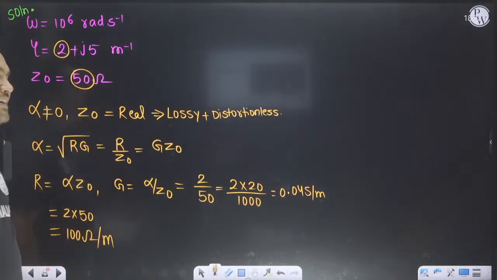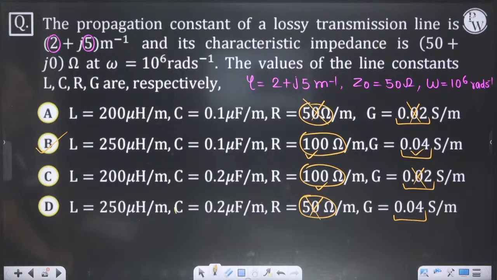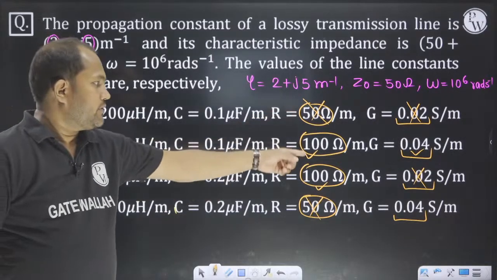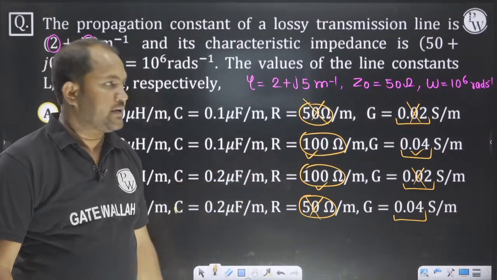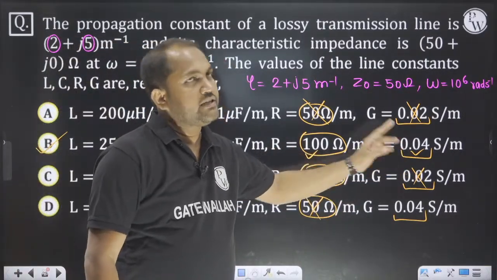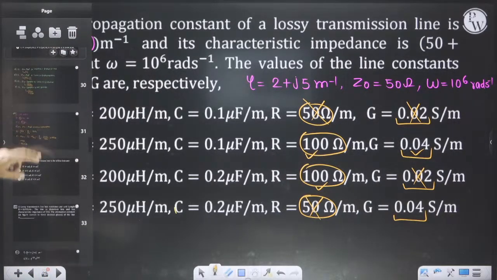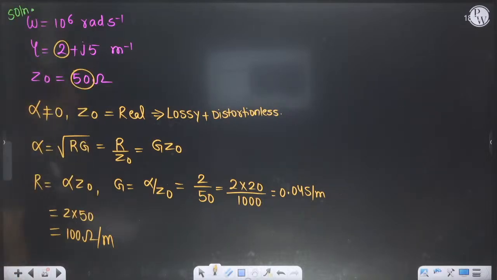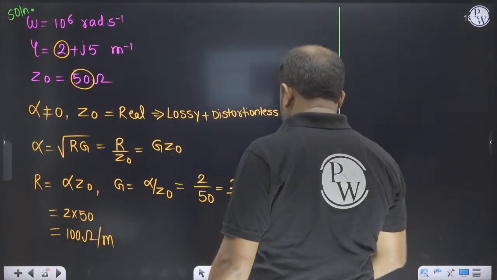So from R and G you can find out 50 ohm, 100 ohm, 100 ohm. So 100 ohm, this B and C will be correct. In case of B and C, B is correct. Then we will calculate L and C.